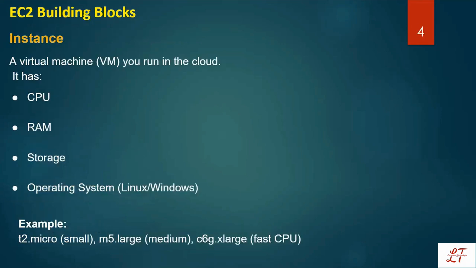Coming to the EC2 building blocks, first there's the instance. An instance is nothing but the virtual machine that you run in the cloud, and it has CPU, RAM, storage, and operating system. For example, T2 Micro is what everyone uses because it is a free tier instance type. Other instance types are M5.large, C6.xlarge, and there are more.